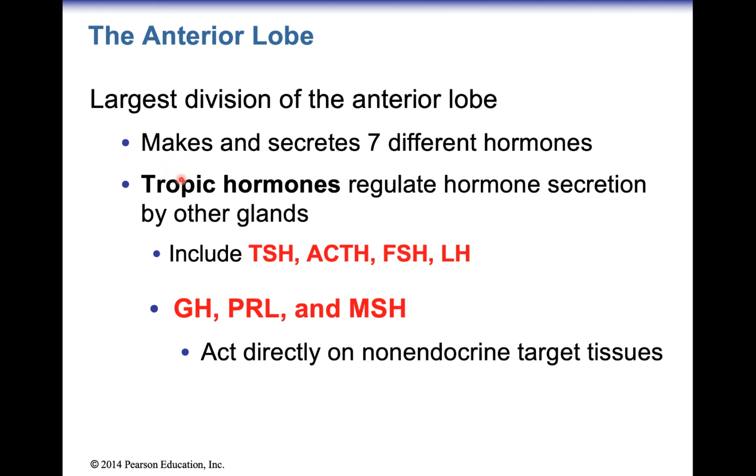And tropic hormones are hormones that activate other hormones down the line. So this first one is called thyroid stimulating hormone. What gland do you think this hormone stimulates? Well, the thyroid gland. The 4 that are listed here, all 4 of these are hormones that go downstream and promote secretion of another downstream hormone.